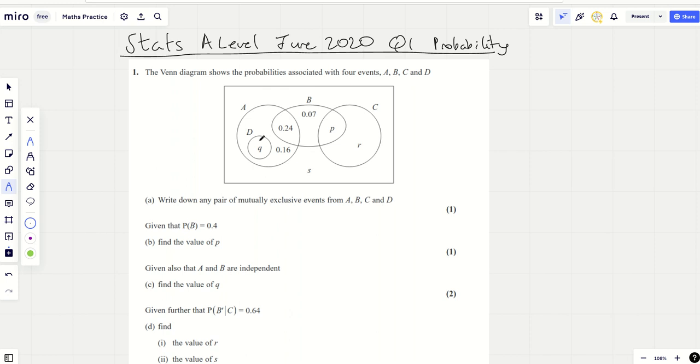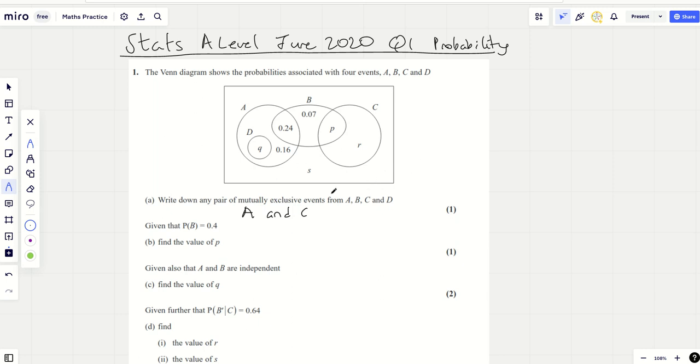Anyway, look at this. So we've got D inside A, that will freak students out. B overlapping A and C. Clearly A and C are mutually exclusive. That answers part 1 because they don't overlap, yeah? Write down any pair of mutually exclusive events. So I'm just going to put A and C.